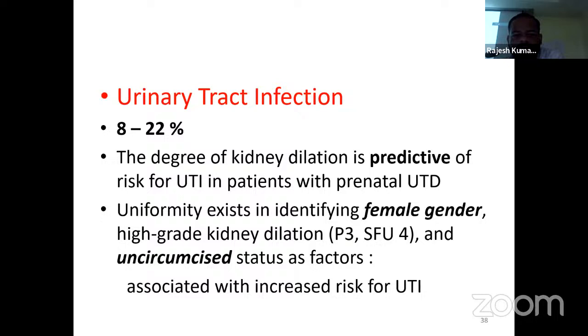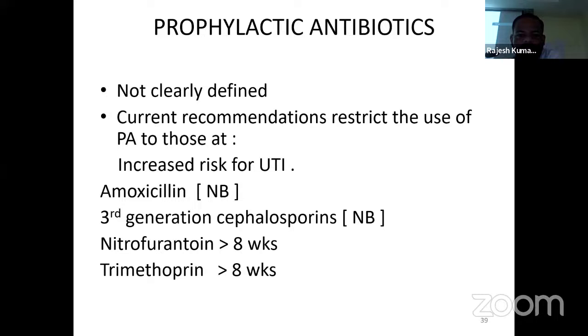The degree of kidney dilatation is predictive of risk for UTI in patients with prenatal urinary tract dilatation. Uniformity exists in identifying female gender, high-grade kidney dilatation, high-risk postnatal presentation, SFU grade 4, and uncircumcised status of males as factors associated with increased risk of UTI. Prophylactic antibiotic use is not clearly defined, and current recommendations restrict its use to those at increased risk of UTI. Generally, third generation cephalosporin or amoxicillin is used, and nitrofurantoin is used only after 8 weeks of birth.